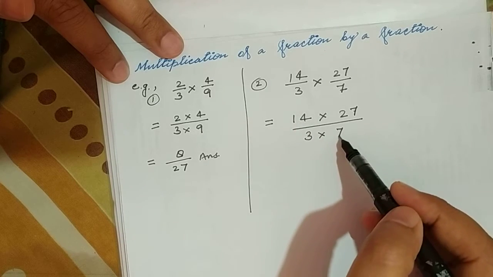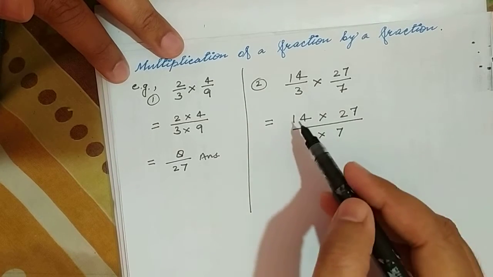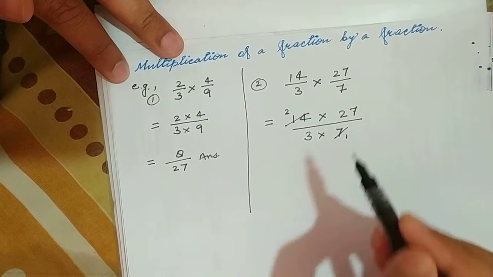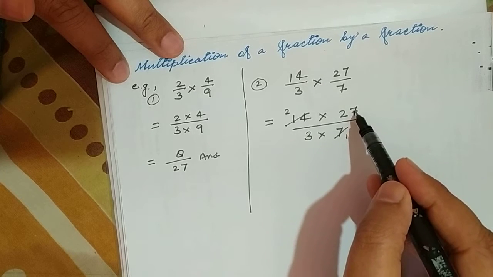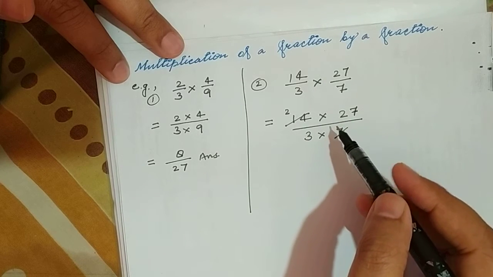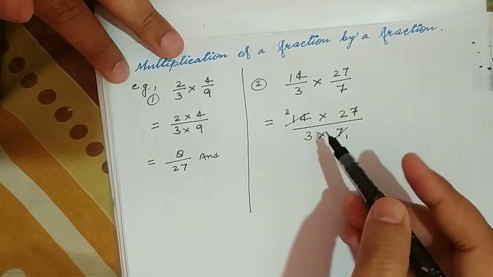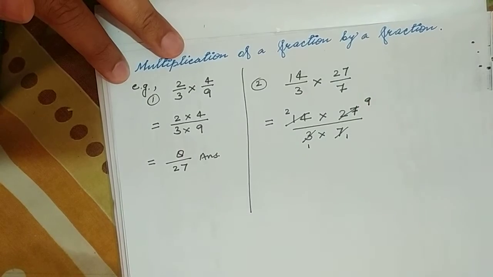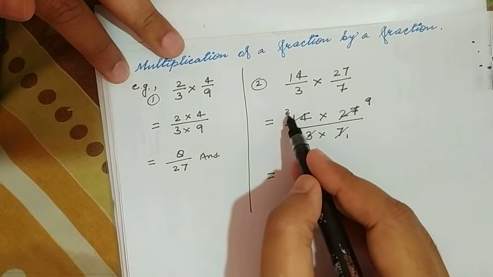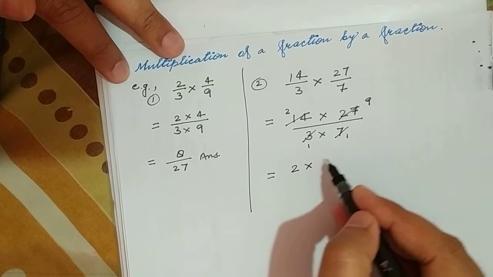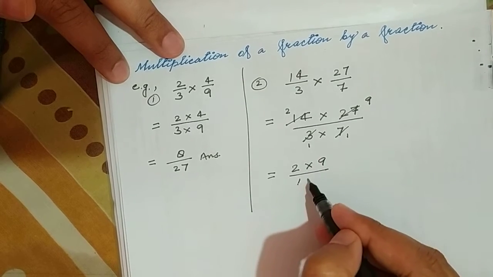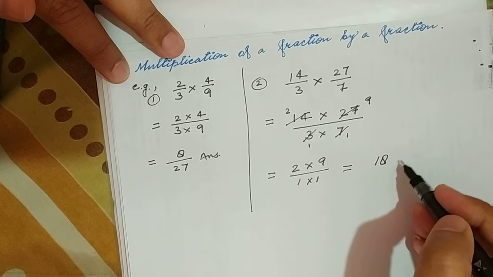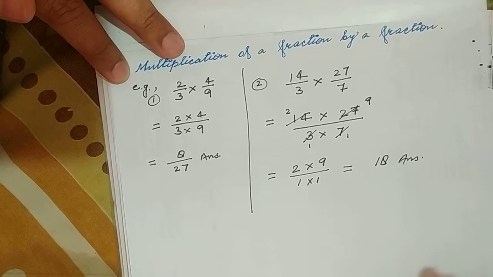In this 14 and 7 is the common factor, so we'll reduce it. 7 twos are 14 and 7 ones are 7. And this 27 and 3 have a common factor 3, so we'll divide this both by 3. 3 ones are 3, 3 nines are 27. So in the numerator we have 2 into 9, and in denominator we have 1 into 1. 9 twos are 18, and in denominator no need to write 1.